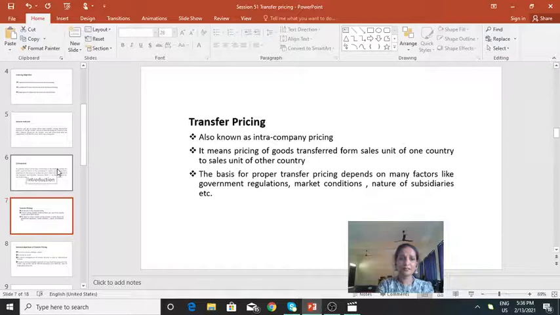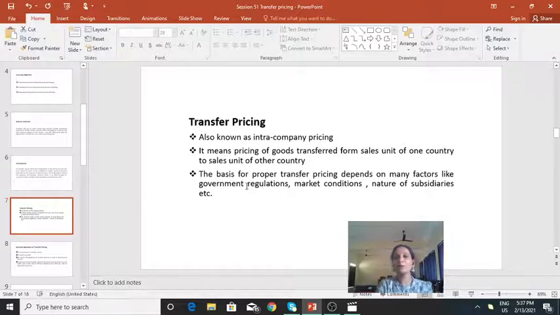Now, what is transfer pricing? Transfer pricing is also known as intra-company pricing. As the term itself indicates, it is not inter. Intra means within the same company, correct? So transfer pricing means the pricing of goods transferred from the sales unit of one country to the sales unit of another country. The company is transferring its product from one sales unit, in India for example, to the sales unit in the UK. The price fixed at that time is considered transfer pricing.